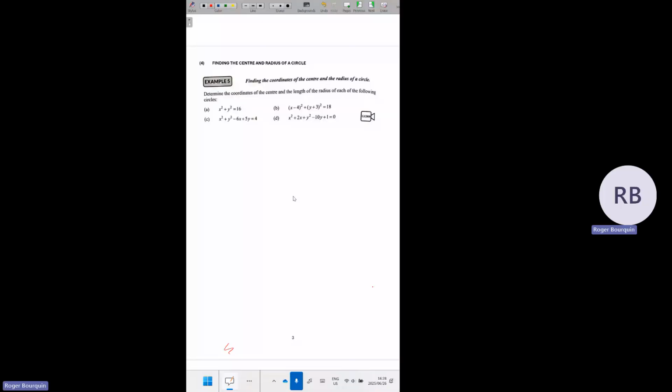All right, everyone. We're looking at finding the equations, finding the center and radiuses of circles. So, a reminder, in order to find the equation of any circle, the center of any circle, and the radius from an equation.